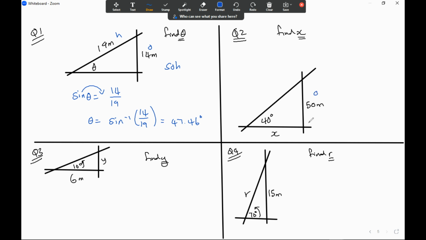Question number 2, we've got opposite and adjacent, so we're going to use TOA. So tan 40 equals 50 over x. The unknown is at the bottom, so we multiply by x, and then we divide by tan 40. 50 divided by tan 40 comes to 59.6.